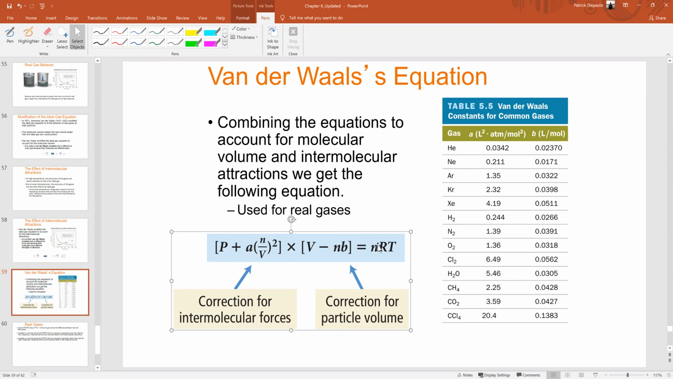And the rest of it's the same nRT. But I just wanted to let you know that exists. And there might be questions on the homework about it. In that case, you can refer to this chart for the A and B values. And then everything else in the equation, n is just moles, V is volume, just like it normally is. So that should be there. So any questions on that?